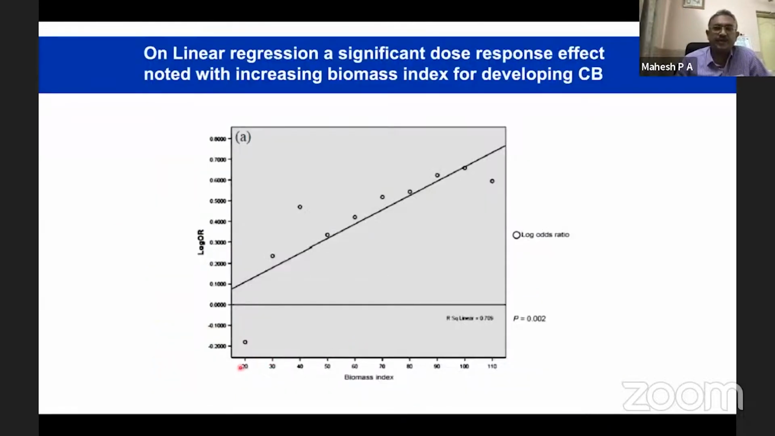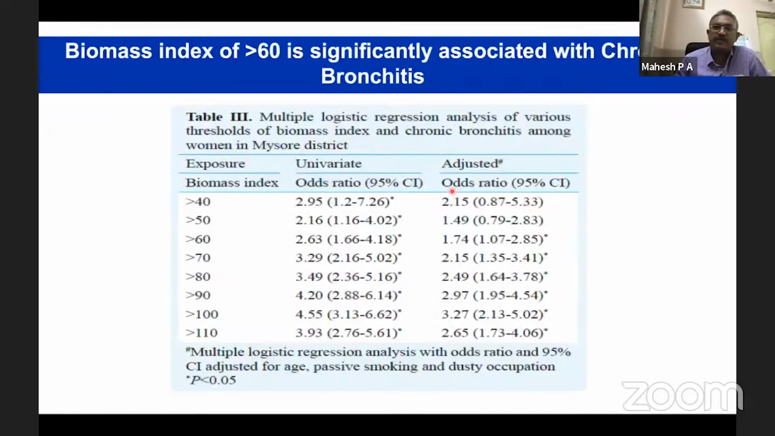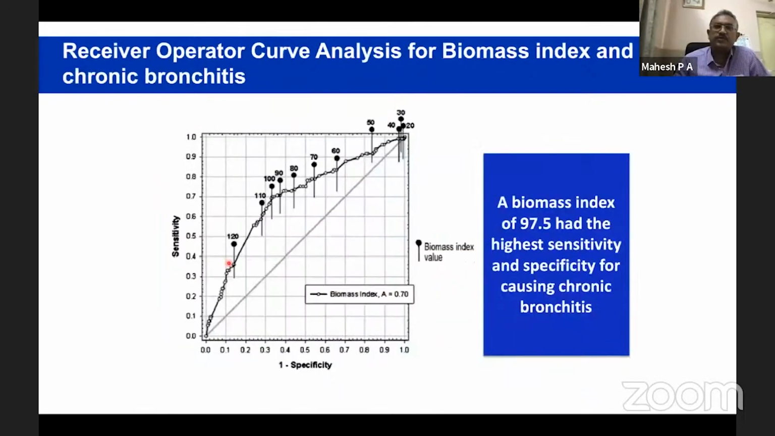So you find that as the biomass index increases, definitely the log odds of having respiratory disease increase. There is a dose response curve. So we observed that a biomass index of above 60, when adjusted for passive smoking, age, and dusty occupation, had a significant risk of chronic respiratory disease. And then it gradually increased with the increased dose.